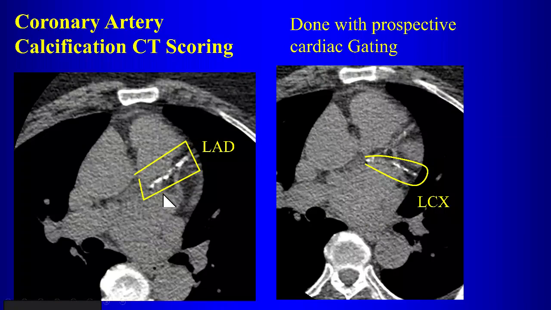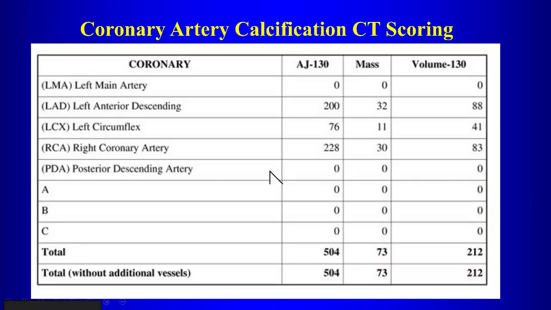So we trace the calcifications. We tell the software what vessel we're looking at. Here we're looking at LAD. Here we're looking at the circumflex coronary artery. And then the software does the rest for you. So using the Agatston scoring system, which is here, it'll also give you the mass and the volume of the calcifications, but it's this system here that is used, and it will tell you what's the score along each vessel, and then it will give you a total score.